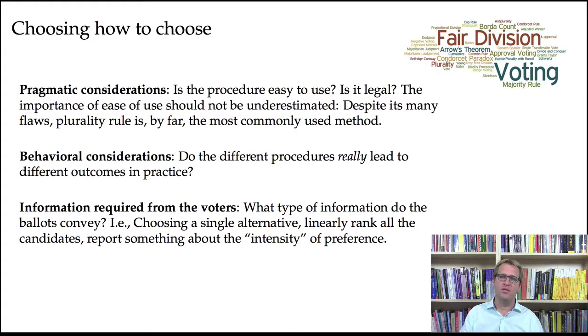A third type of consideration: what is the information that the voting method requires from the voters? Some of the voting methods require the voters to just select one of the candidates. Other methods ask the voters to rank all of the candidates. Still other methods ask the voters to express something about their intensity of preference. So you could go about comparing the different voting methods in terms of the information that they require from the voters' overall opinion about the different candidates.